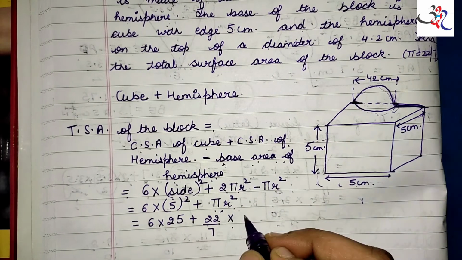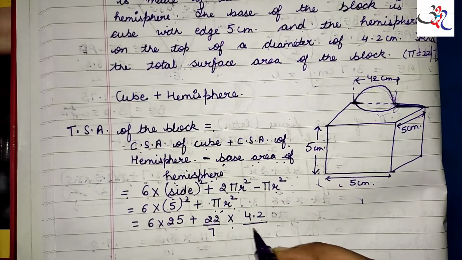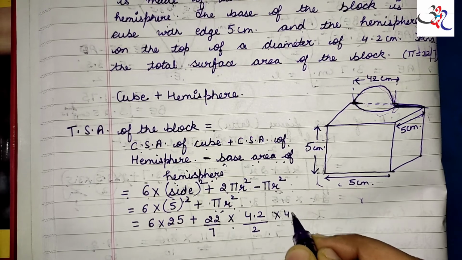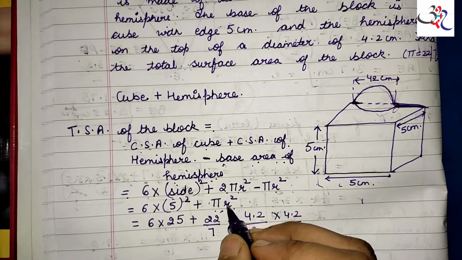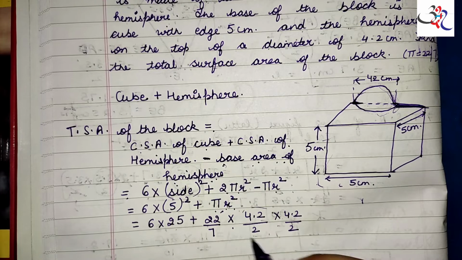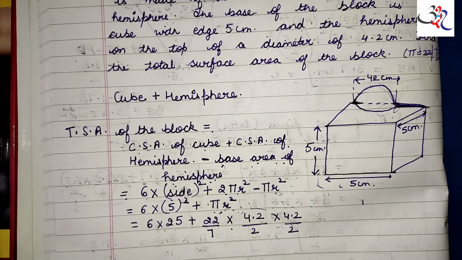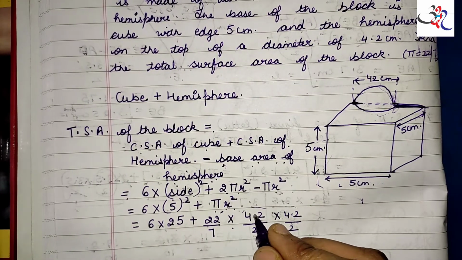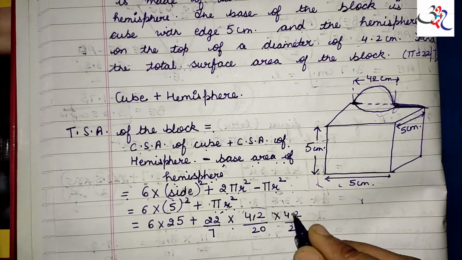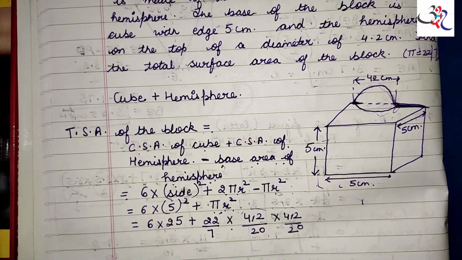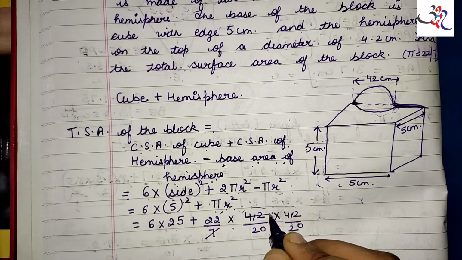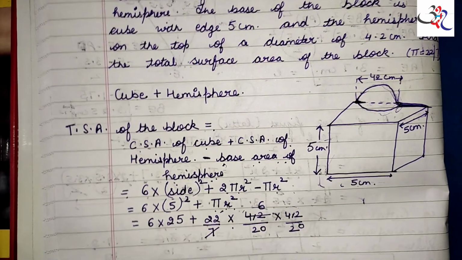Diameter is given to us. So radius will be what? 4.2 by 2 into 4.2 by 2, because this is r square. So I have to write down my radius 2 times. Okay, so now remove the decimal of this and remove the decimal of this term also. So I will get 7 6 the 42.